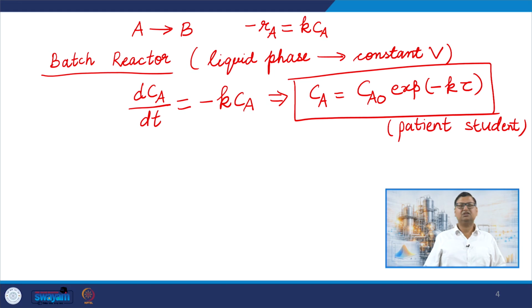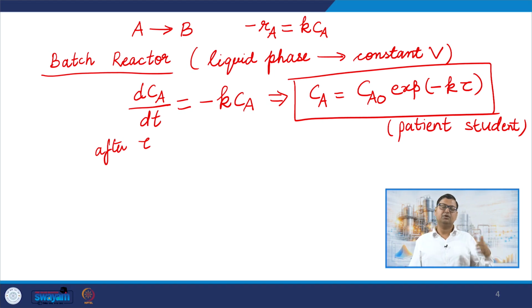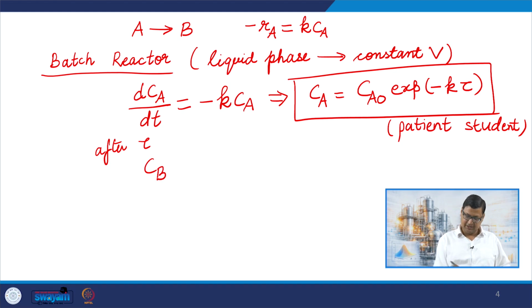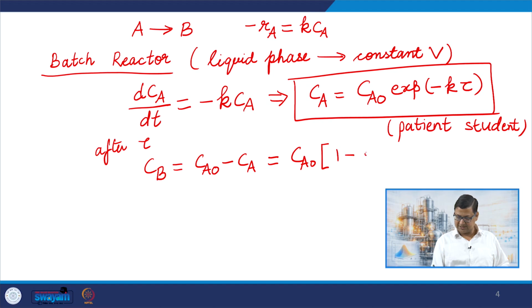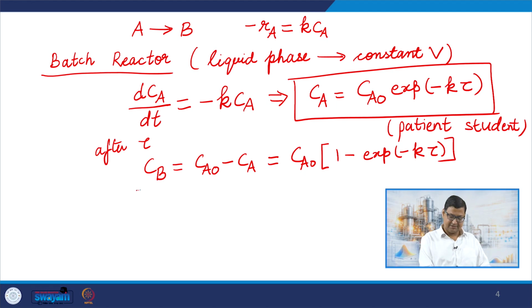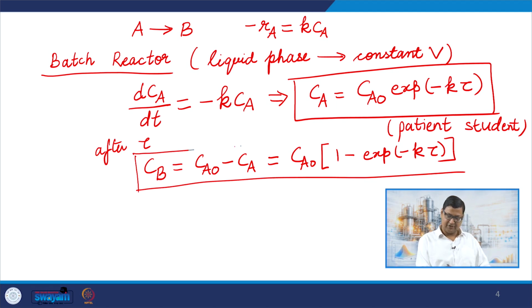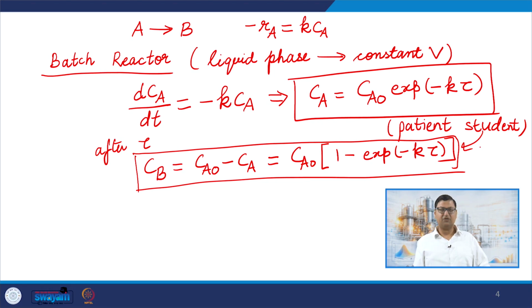Now, let us find the concentration of B also after time tau. So, after tau, assuming that we began with no B in the beginning, the concentration of B is equal to the concentration of A that is consumed, which is Ca naught minus Ca, and that gives me Ca naught into 1 minus exponential of minus K tau. Now, let us keep this with us, and we are going to compare this with what we obtain for the impatient student.